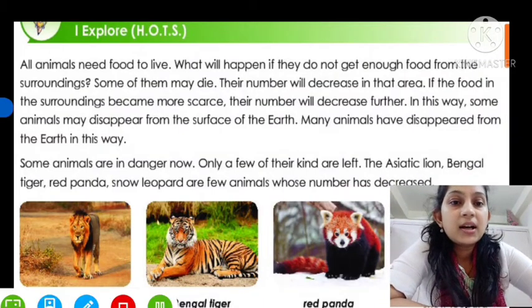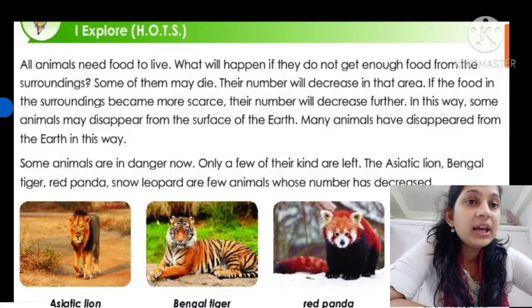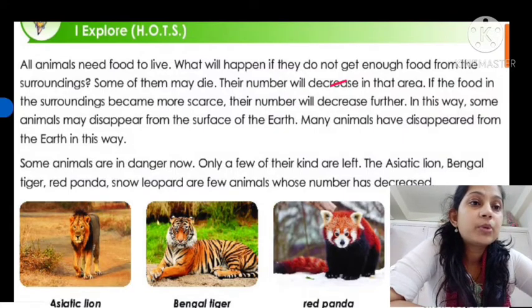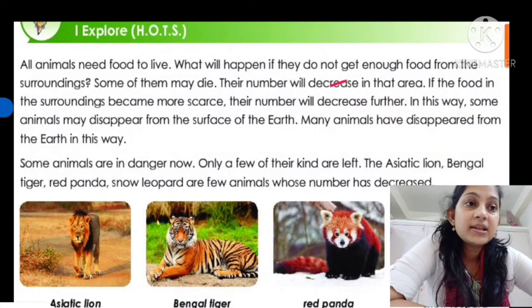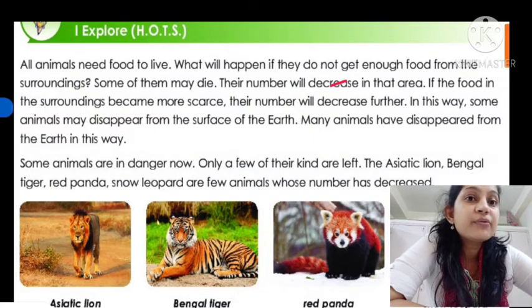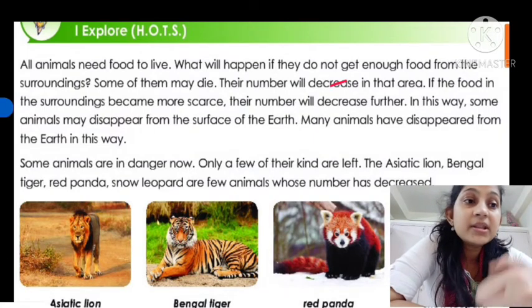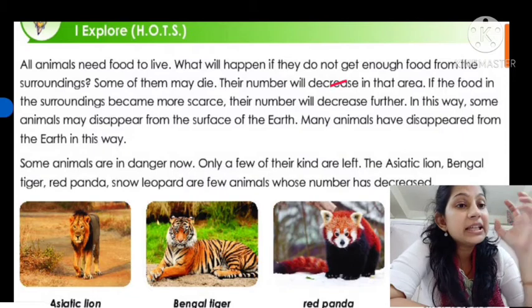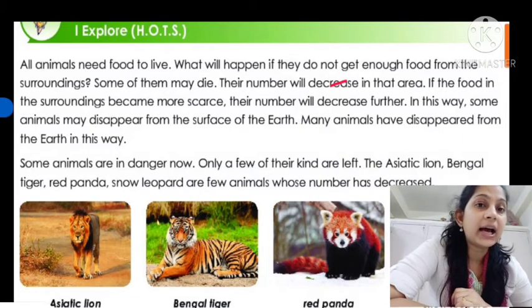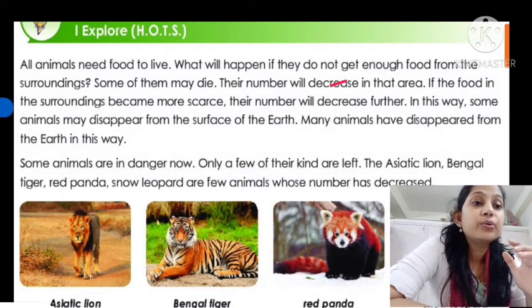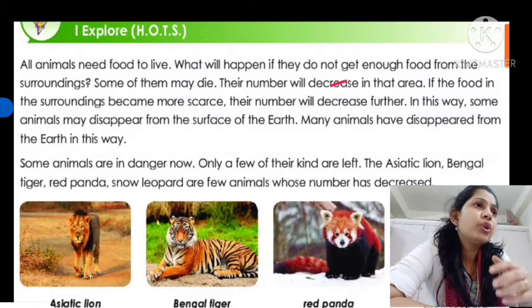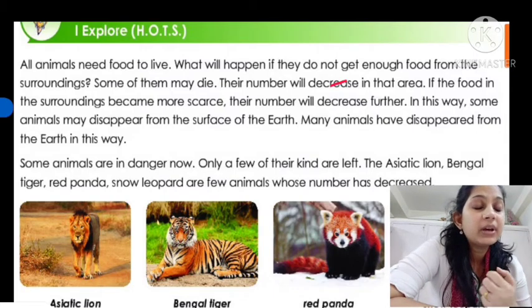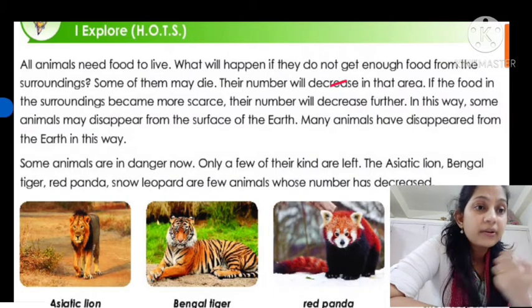So all animals need food to live. And what will happen if they do not get proper food from the surroundings? This may happen because of various reasons. One of them is deforestation. This will lead them to die, and their number will decrease to an extent that they are going to become extinct. Only a few will be remaining, that you can count on your fingers.